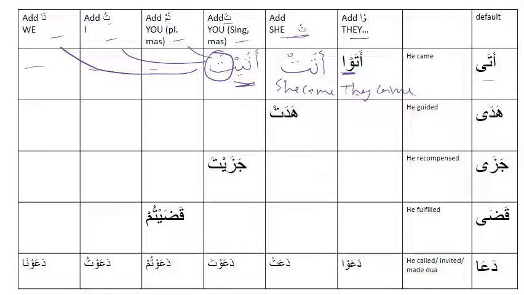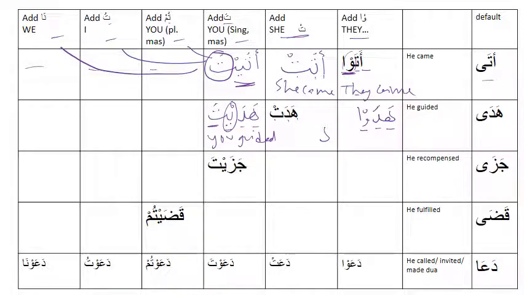Same thing over here. Hada, it will become hadaw. See? Fatha, fatha, waw sukoon. Same thing over here. Fatha, fatha, waw sukoon. Hadaw, they guided. Hadat. Fatha, fatha, sukoon. It becomes hadat. And then over here, the ya comes back. So it becomes hadaita. Fatha, fatha, sukoon, and then ta. Okay, the sukoon is on the ya. Hadaita, you guided.